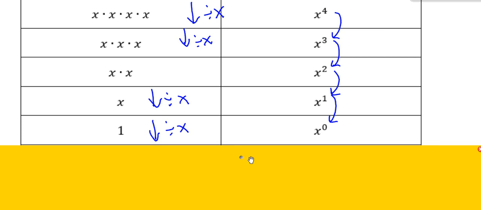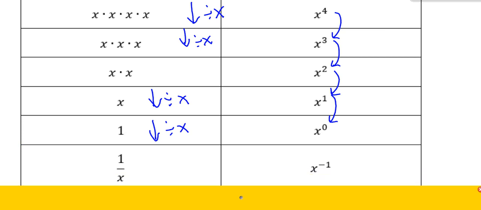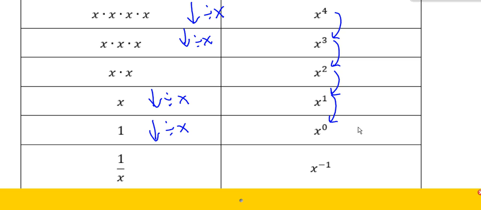I'm going to divide by x again. What happens if I do 1 divided by x? Well, I have 1 over x. And if I continue to follow my exponent pattern, I lost another x, so I have x to the negative 1. And you should recognize this as one of the exponent laws we learned this year, that a negative exponent means that the base is on the wrong side of the expression.